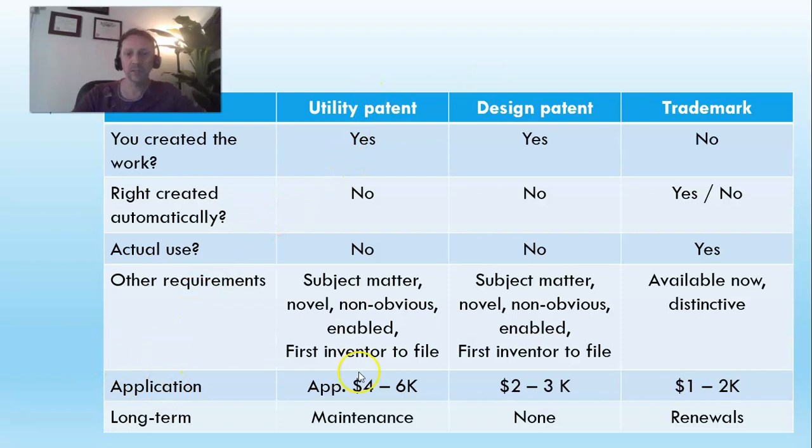The application costs. These are ballpark figures, and they're essentially for what you would expect to pay if you work with me. Most of my clients end up spending approximately $4,000 to $6,000 to file a utility patent application. Approximately half of that, $2,000 or $3,000, for a design patent application, and maybe about $1,000 to $2,000 for a trademark application. If you want to go to a large law firm, you can probably expect to pay twice as much.